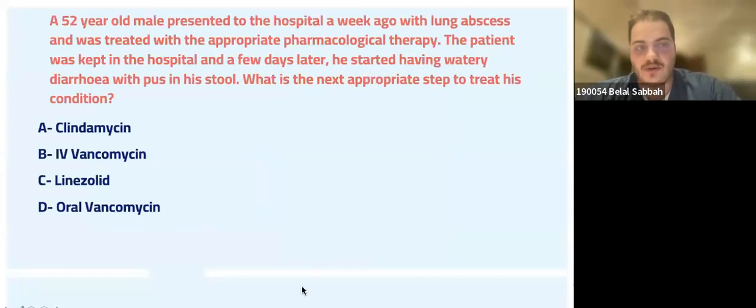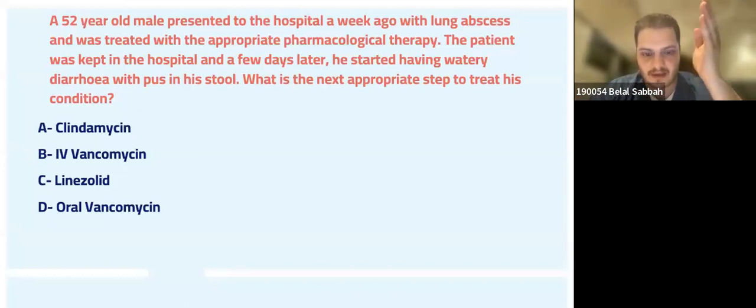All right, next question. A 52-year-old male presented to the hospital a week ago with a lung abscess and was treated with the appropriate pharmacological therapy. The patient was kept in the hospital, and a few days later he started having watery diarrhea with pus in his stool. What is the next step to treat his condition? First of all, who knows what's happening to this patient? Infection, treated an infection in the hospital. They developed diarrhea. Yes. Yeah.